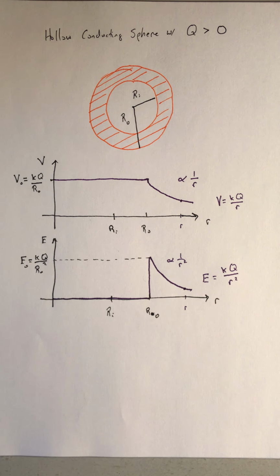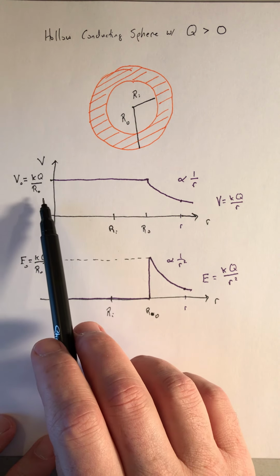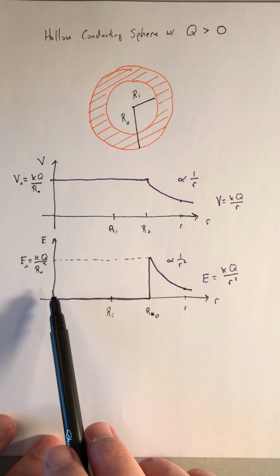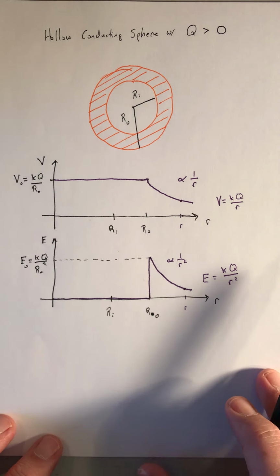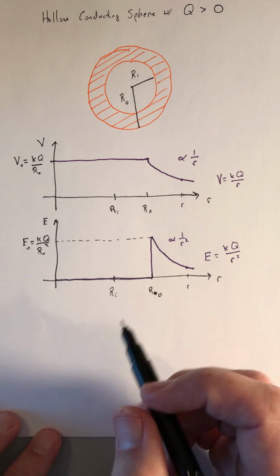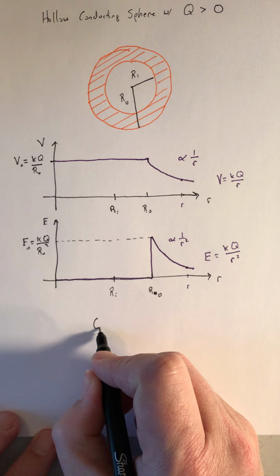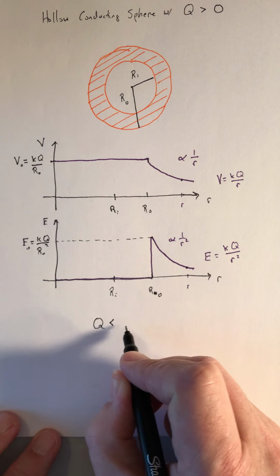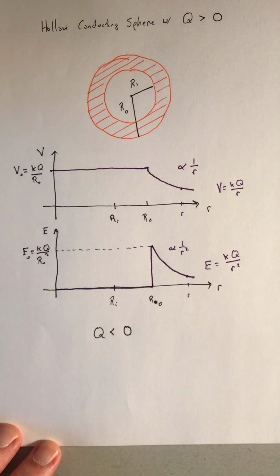As an exercise for yourself, you should go through and determine what these plots of potential versus radius and electric field magnitude versus radius are going to look like if, instead of being a positive charge, we charge the sphere so that it is negative. So try that out on your own.